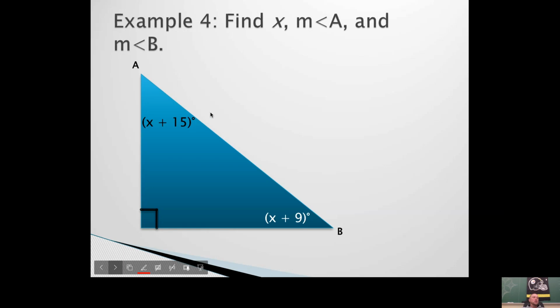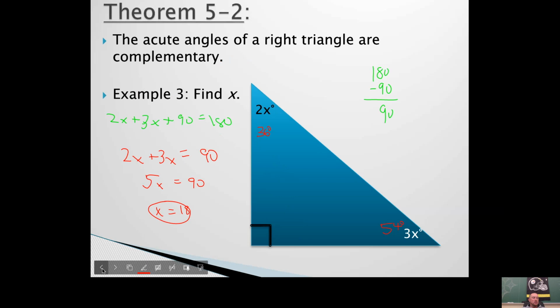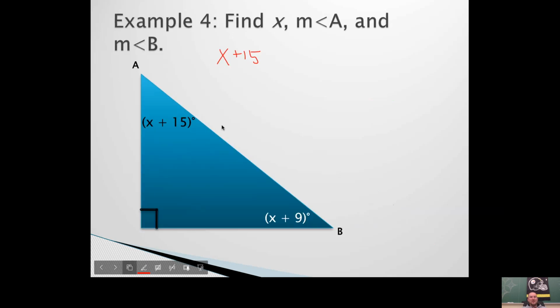Here's example 4. We want to find x, the measure of angle A, and the measure of angle B. You could write this big, long algebraic equation using the triangle angle sum theorem if you wanted to. Or you could use the shortcut, that theorem 5.2 that we just talked about. Take this acute angle and this acute angle, and you're going to add them. Because we know together they add up to 90 degrees because it's a right triangle.